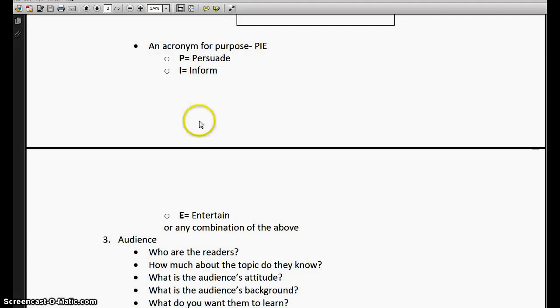Think about a commercial. Commercials are entertaining, they want to keep our attention, but they're also trying to persuade us on buying their product. And how do they persuade us?